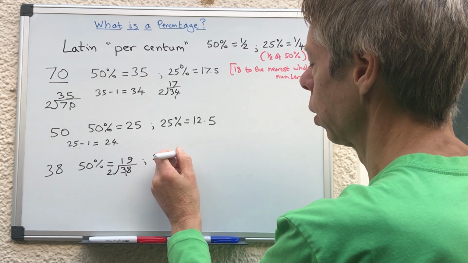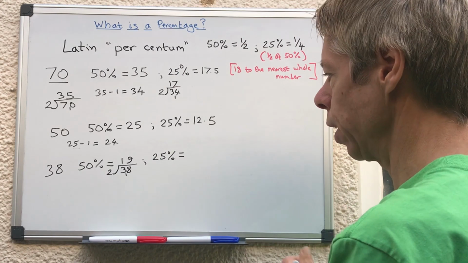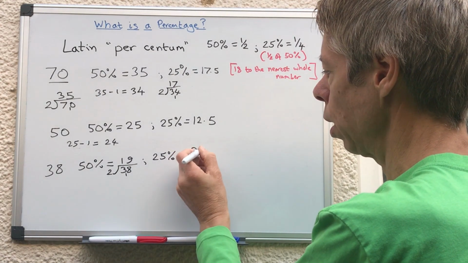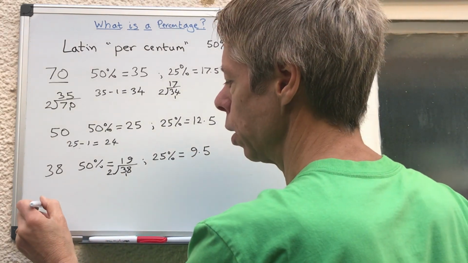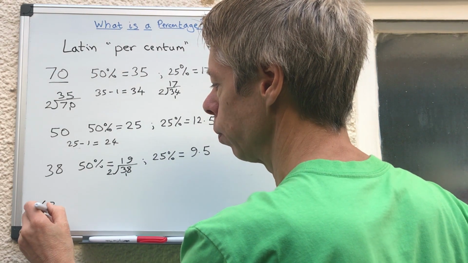25%. Half of 19, well, take off the 1, gives you 18. Half of 18 is 9. So it's going to be 9.5. Okay, and then let's just do 43 this time.